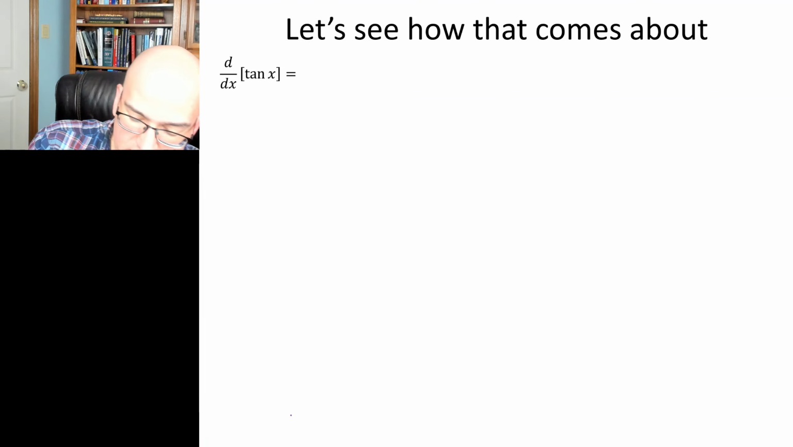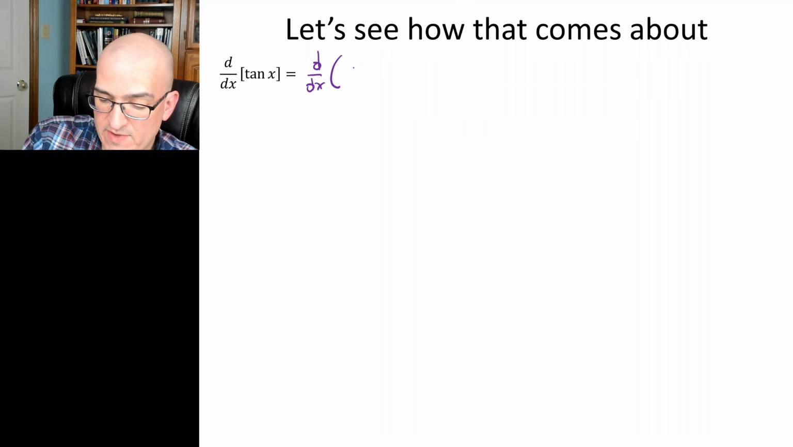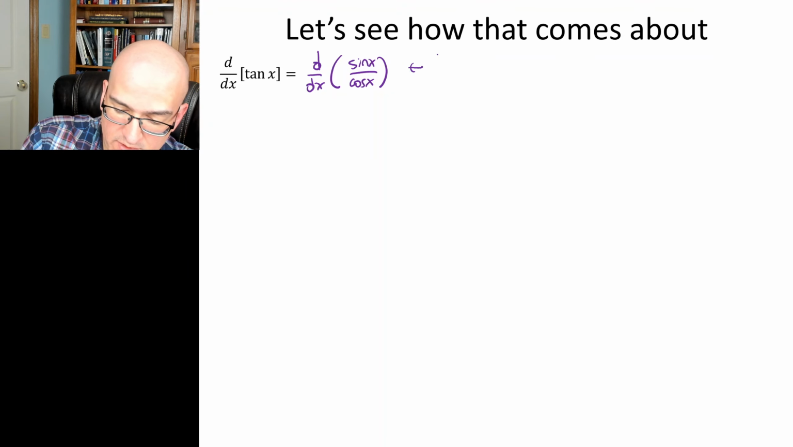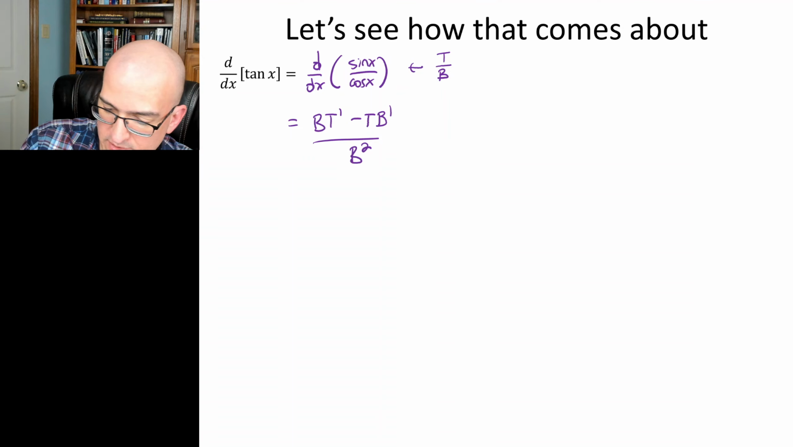It starts by saying that we're going to take the derivative d by dx of an equivalent expression to tan of x, which is sine of x over cosine of x. Now, how do we take the derivative of such a function? We have to use the quotient rule. This is a t over a b. So we're going to have b t prime minus t b prime all over b squared. Our top function is sine of x.